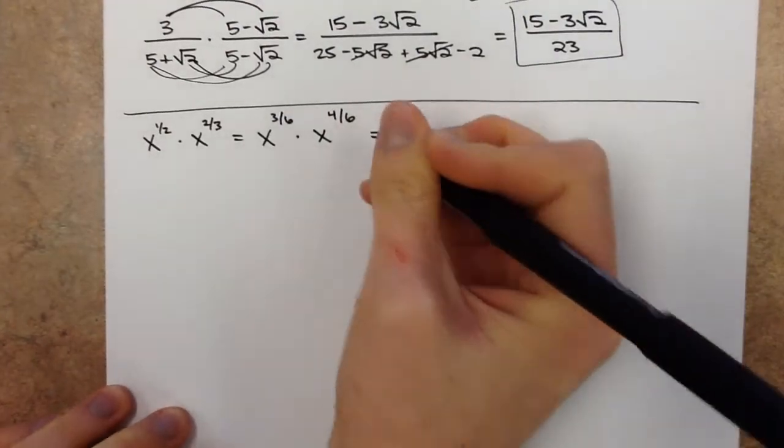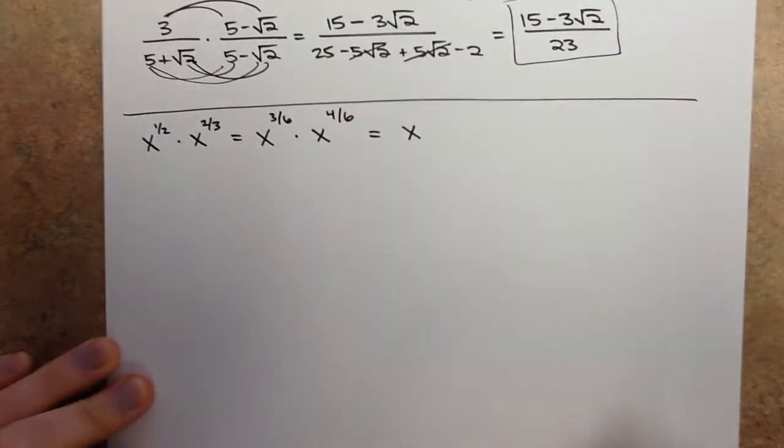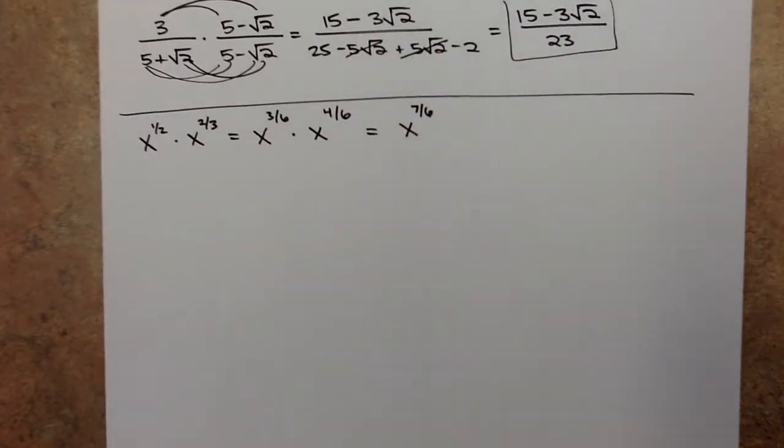All right, so next step, now that they have the same denominator, would be to add them together. So if I add 3 over 6 to 4 over 6, I get 7 over 6. And that would be your final answer.